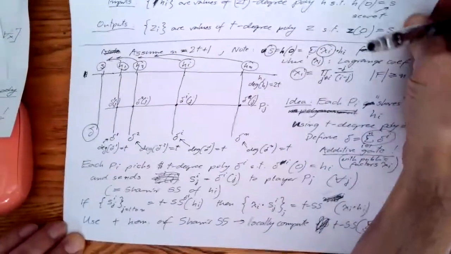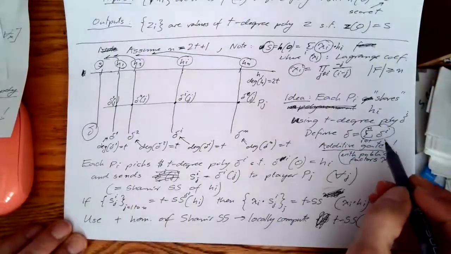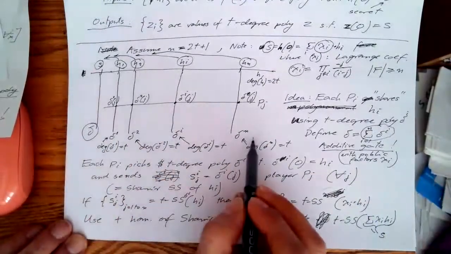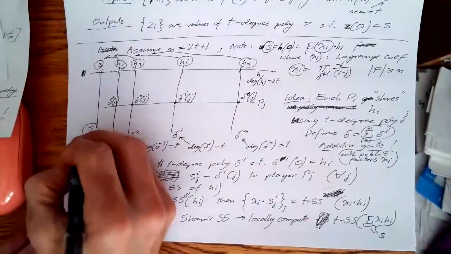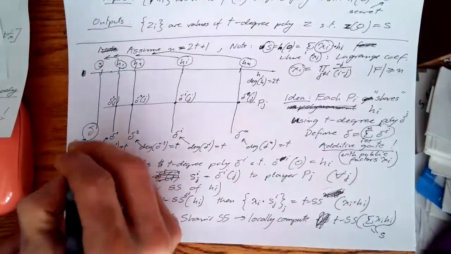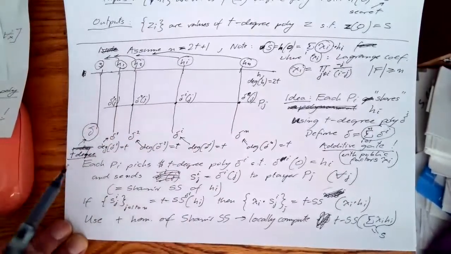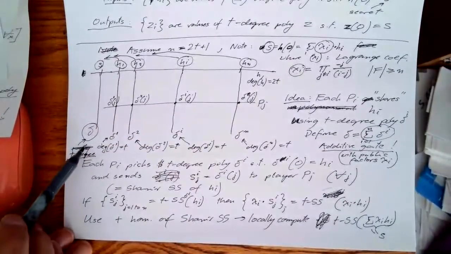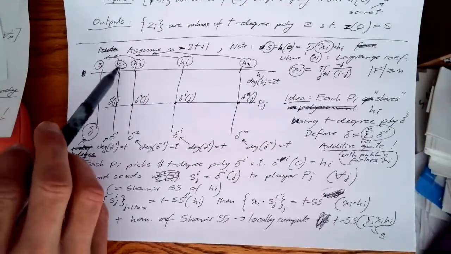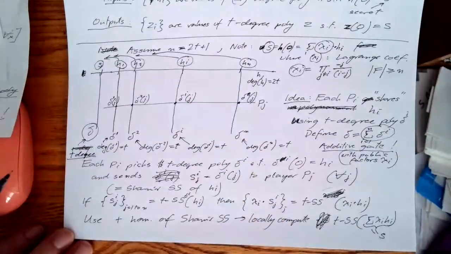Okay, and what do we know of this polynomial? What's the degree of this polynomial? Each of these is t degree. So added together, this is a t degree polynomial, right? So that part checks out. The value that is shared by this polynomial is the summation of these values, which by this formula is the secret that we need.